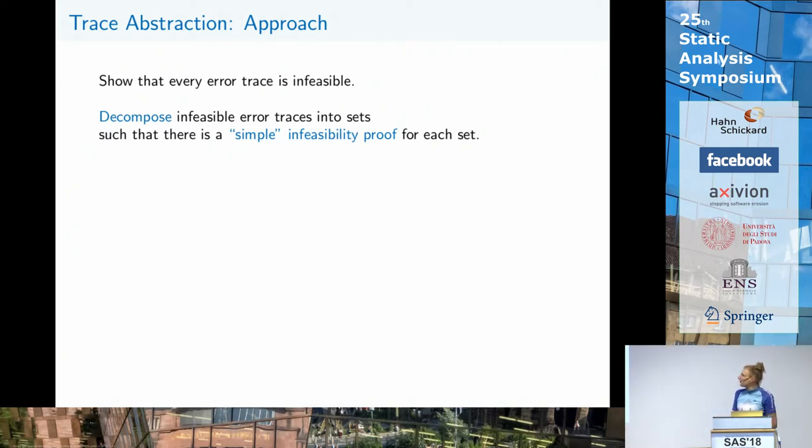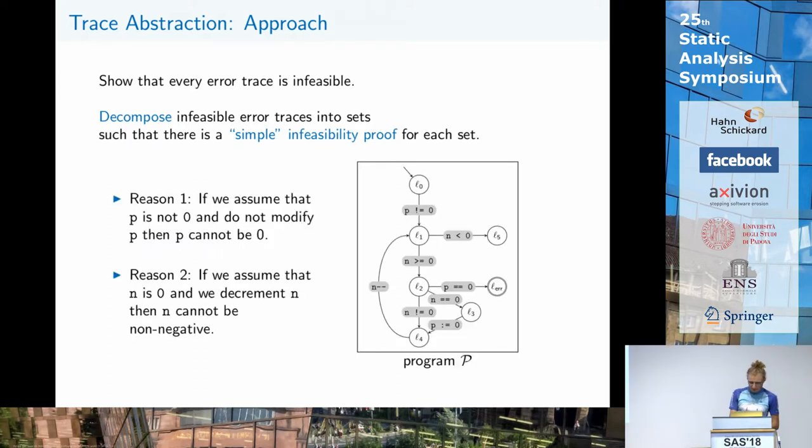And we do this by decomposing the set of infeasible error traces into sets such that there is a simple infeasibility proof for each set. For example, in this program, we can partition the set of traces into two sets. One set is the set of traces where we take the if branch, set this pointer to zero, and go then to the error location.